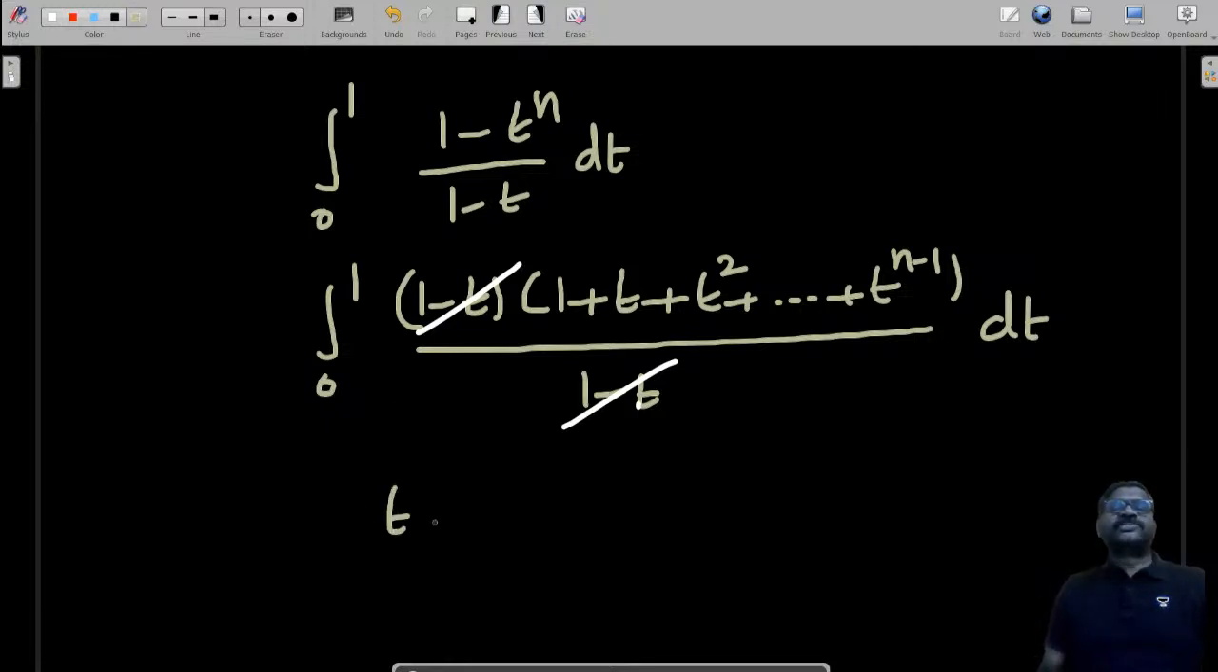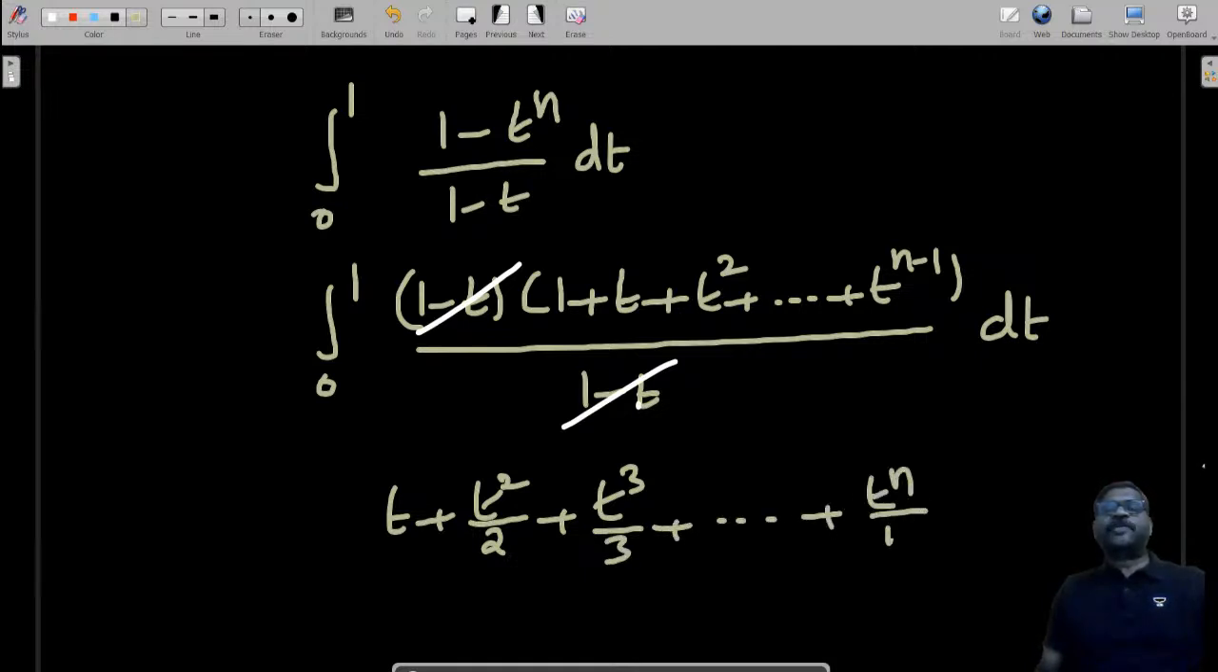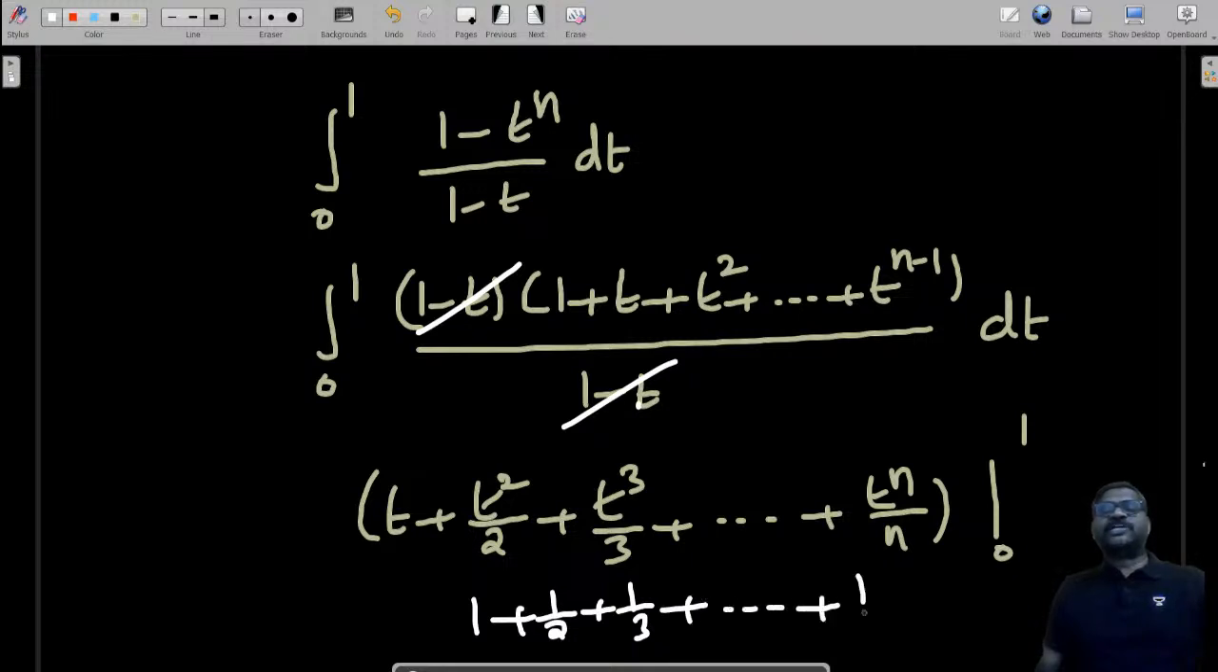Integral of 1 dt is t. Integral of t dt is t²/2. Integral of t² dt is t³/3. Integral of tⁿ⁻¹ dt is tⁿ/n. From 0 to 1: 1 + 1/2 + 1/3 + and so on, up to 1/n.